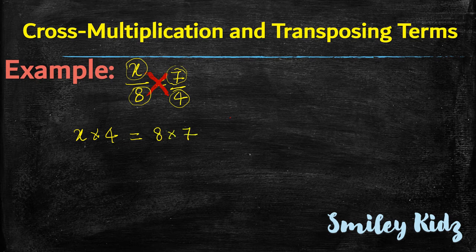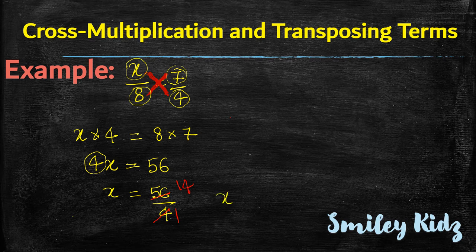4 multiplied by x or x multiplied by 4 will be 4x, which is equal to 8 multiplied by 7 or 7 multiplied by 8 will be equal to 56. Now, we'll be transposing this 4 to the other side. Here it is in multiplication. When it goes to the other side, it becomes division. So, x is equal to 56 by 4. Now, 4 times 14. So, what is the value of x? X is equal to 14.